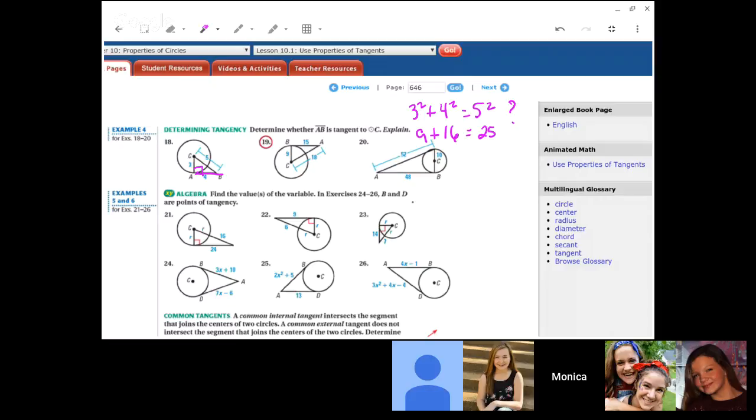You're going to figure out which side is C, which side is your hypotenuse, which is going to be the side that's across from angle B, and then set it up just like that. Does that make sense? Okay. So now let's look at 21. So 21, 22, 23 are all going to be similar.